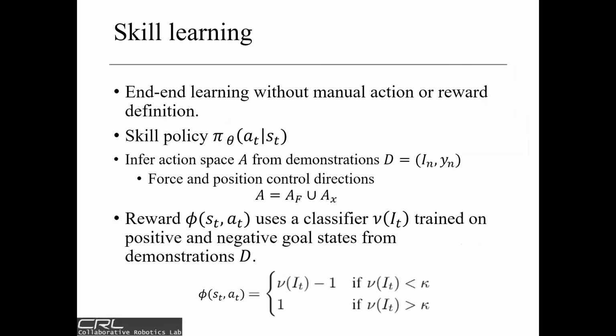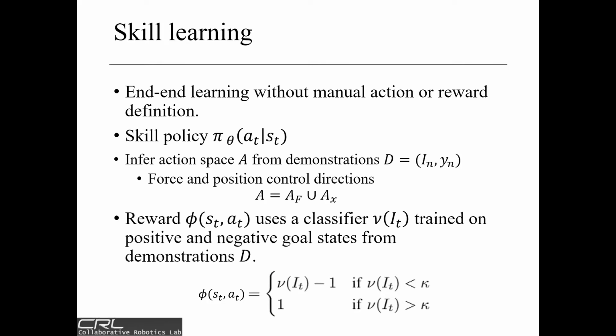Specifically for the skill policy learning, we can use any deep reinforcement learning method such as soft actor critic, where both the action space and the reward are learned from the demonstration. What we do for the action space is look at the user's action directions in the demonstration: in which directions there was contact, and which directions had position changes. Based on that, we define an action space for the robot. So it's basically a union of the force action space and the position action space. And that's how we define the action space from a set of demonstrations.